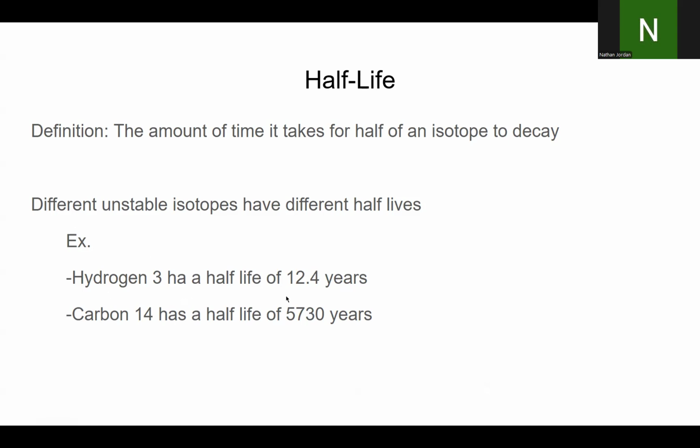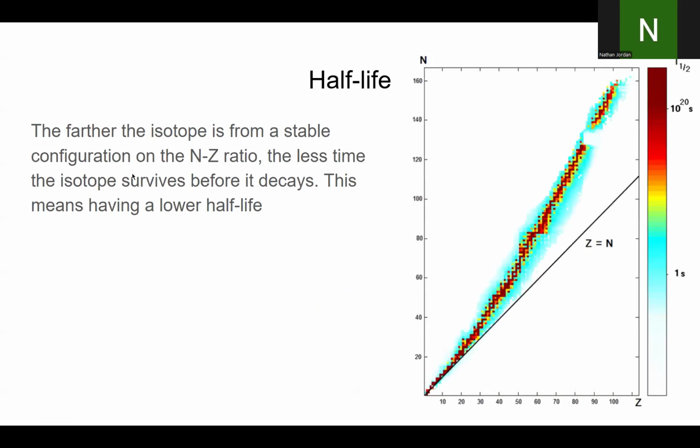Hydrogen-3 has a half-life of about 12 and a half years. Carbon-14, which we use for carbon dating, has a half-life of 5,730 years. So just a reminder from our last lecture about radioactive decay.